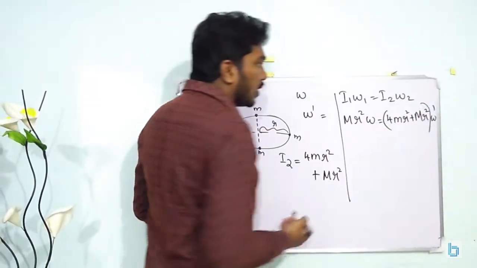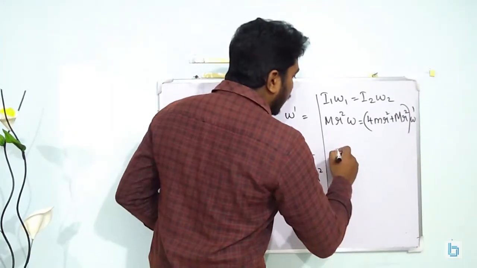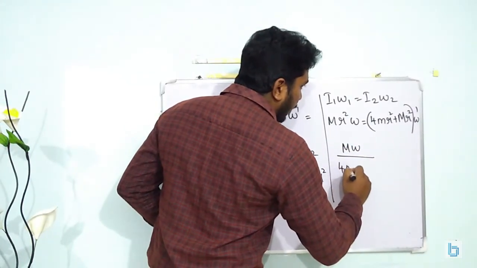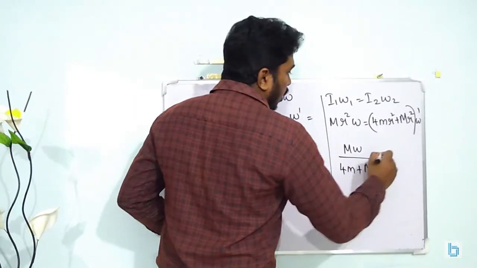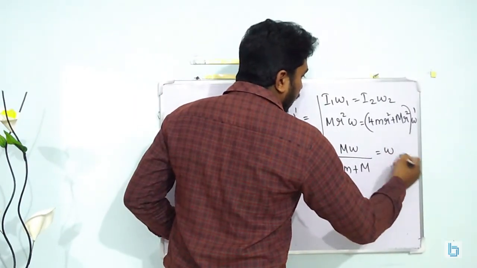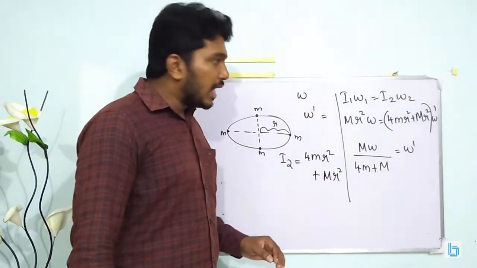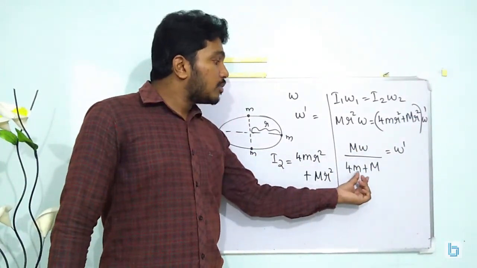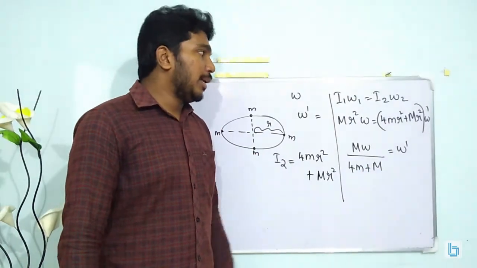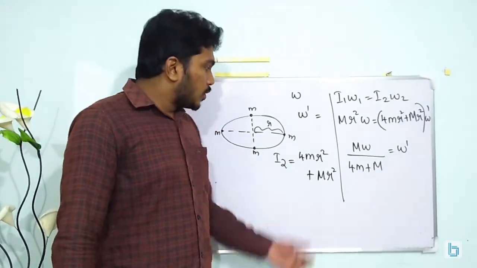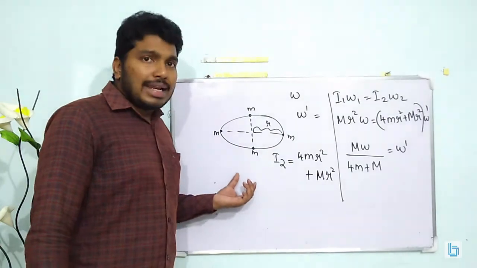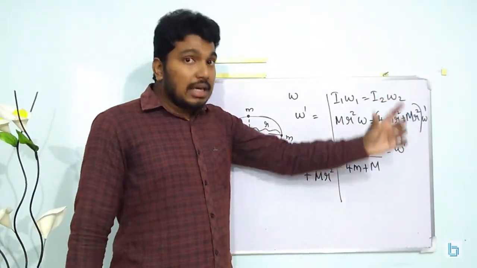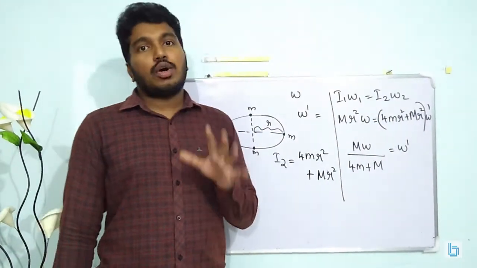So r square gets cancelled out from both sides. So we will have M omega divided by 4m plus capital M, which is equal to our omega dash. So omega dash, the new angular velocity, is equal to M omega divided by 4 small m plus capital M. Clear? Remember that in questions like this, you have to apply the concept of angular momentum conservation if there is no external torque acting on that system.